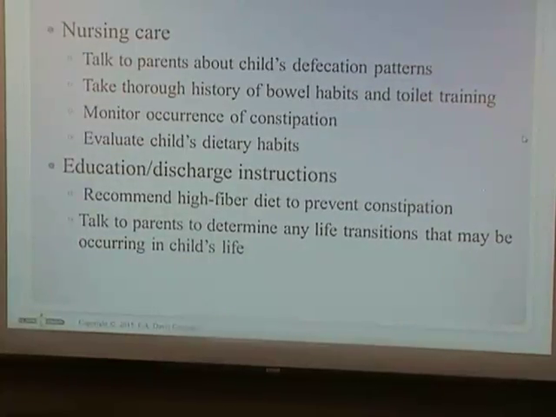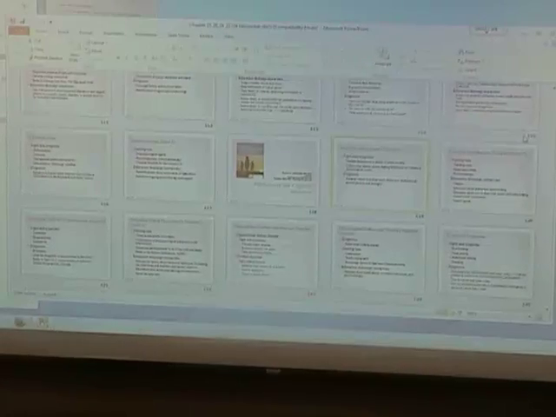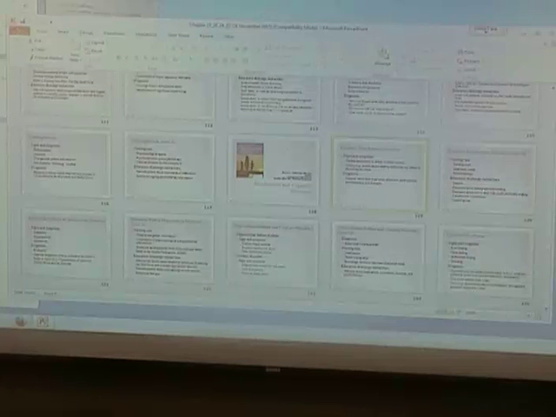Did I take out enuresis? I did. There's another one for peeing. It's called enuresis. Inappropriate urination. All right. Thank God we're done.